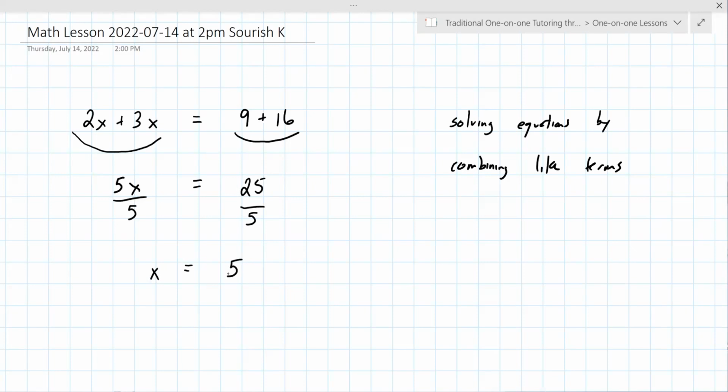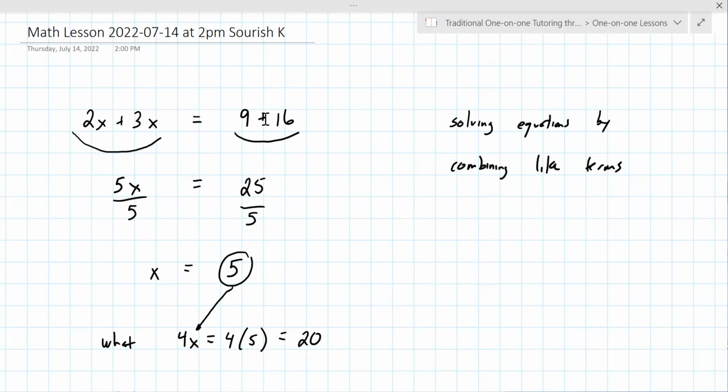But here's the thing. What if the real question was, what is 4x equal to? They give you this equation, but they really want 4 times x. So you have to take this number right here and substitute it in for x. You have to take 4 times 5, which is 20.